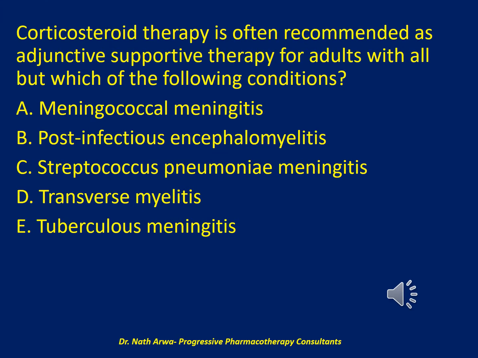And the next question reads, corticosteroid therapy is often recommended as adjunctive supportive therapy for adults with all but which of the following conditions? Is it A. meningococcal meningitis, or B. post-infectious encephalomyelitis, or C. Streptococcus pneumoniae meningitis, or D. transverse myelitis? Or is it E. tuberculous meningitis? I will give you 10 seconds to choose the correct answer to this question from the listed options.